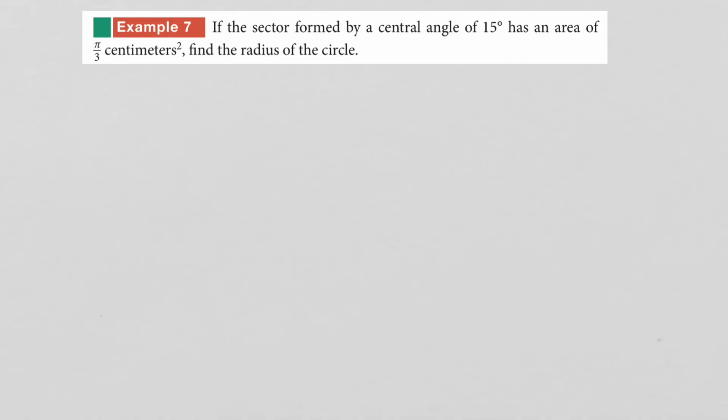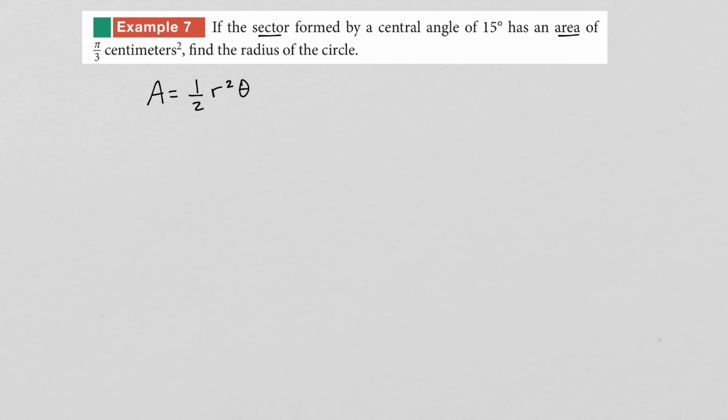Next example, if the sector formed by a central angle of 15 degrees has an area of pi over 3 centimeters squared, find the radius of the circle. So we're talking about a sector, and it tells us about an area. So we know we're going to use the formula A equals 1/2 r squared theta. But in this case, they're asking us to solve for r. So what I could do is just solve for r in the beginning.